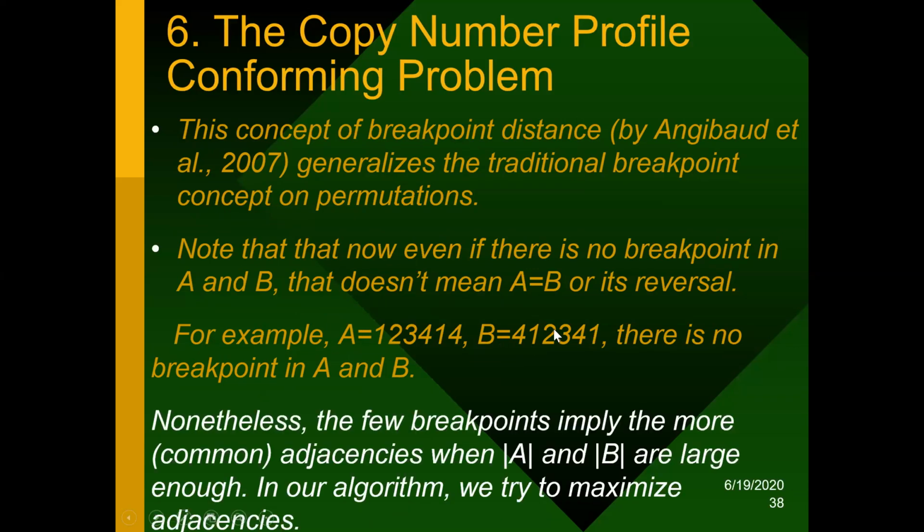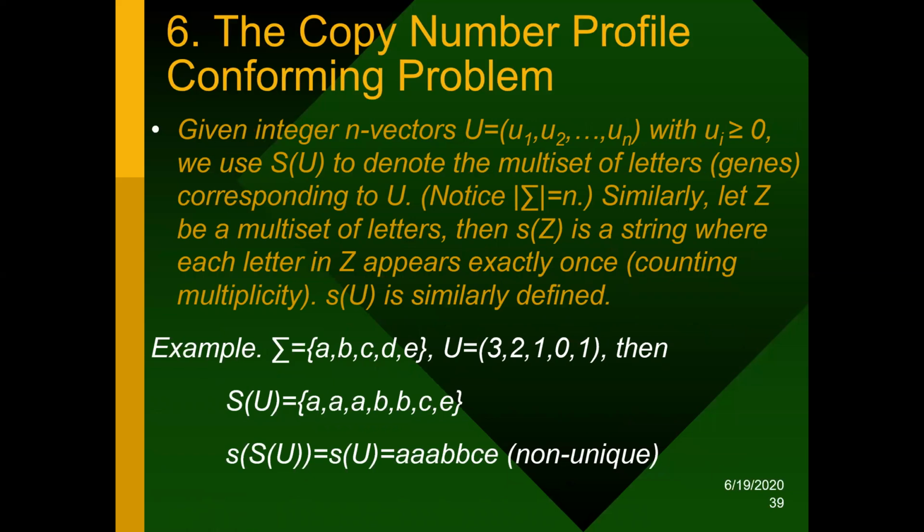Anyway, so now we will try to design this algorithm to maximize adjacencies between S1 and S2. Finally, given an n-vector U, I will use SU to denote the multi-set of letters corresponding to U. Like if sigma is A, B, C, D, E, and U is a vector, then SU is basically the set of 3 A's, 2 B's, 1 C and 1 E.